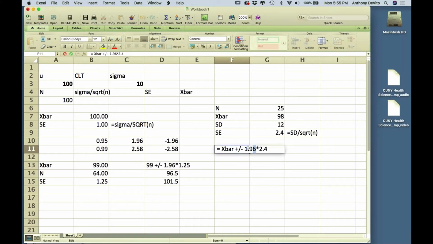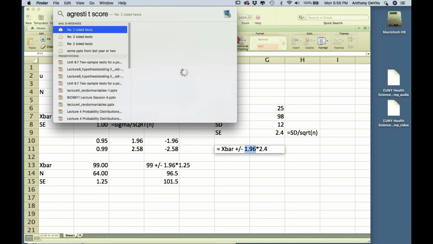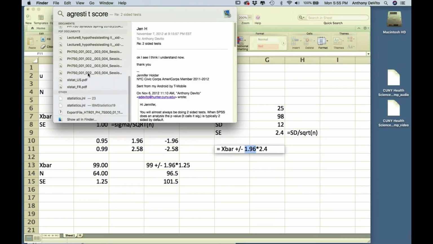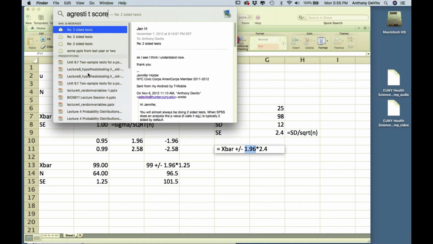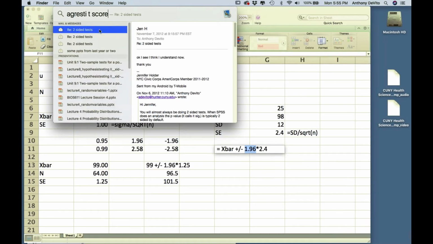Okay, let's see. So how do I find out what I need to put in there? I have to look at my t-score on my tables, right? So I'm going to look up the one I usually use. See if I can find it quickly. Let's see. Here we call it table.